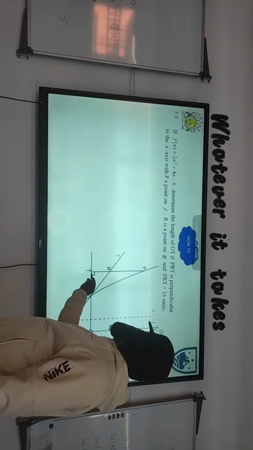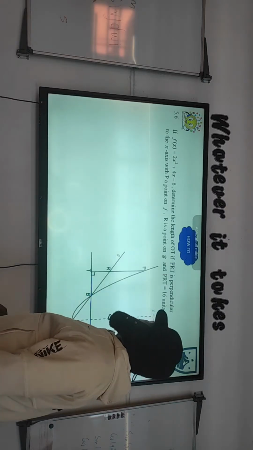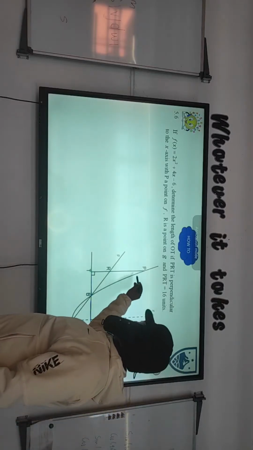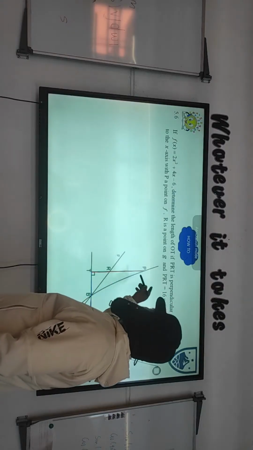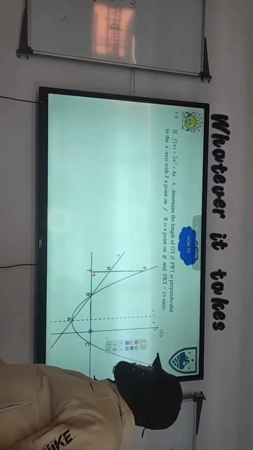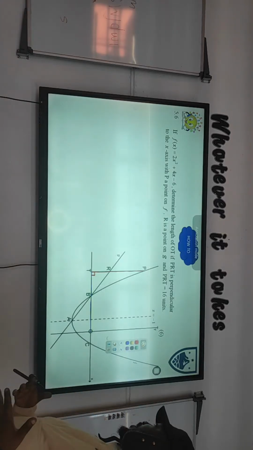Determine the length of OT, if PRT is perpendicular, which is also shown, to the x-axis, with P as a point on F and R is a point on G, and PRT is equal to 16 units. Now I want us to try two different things.